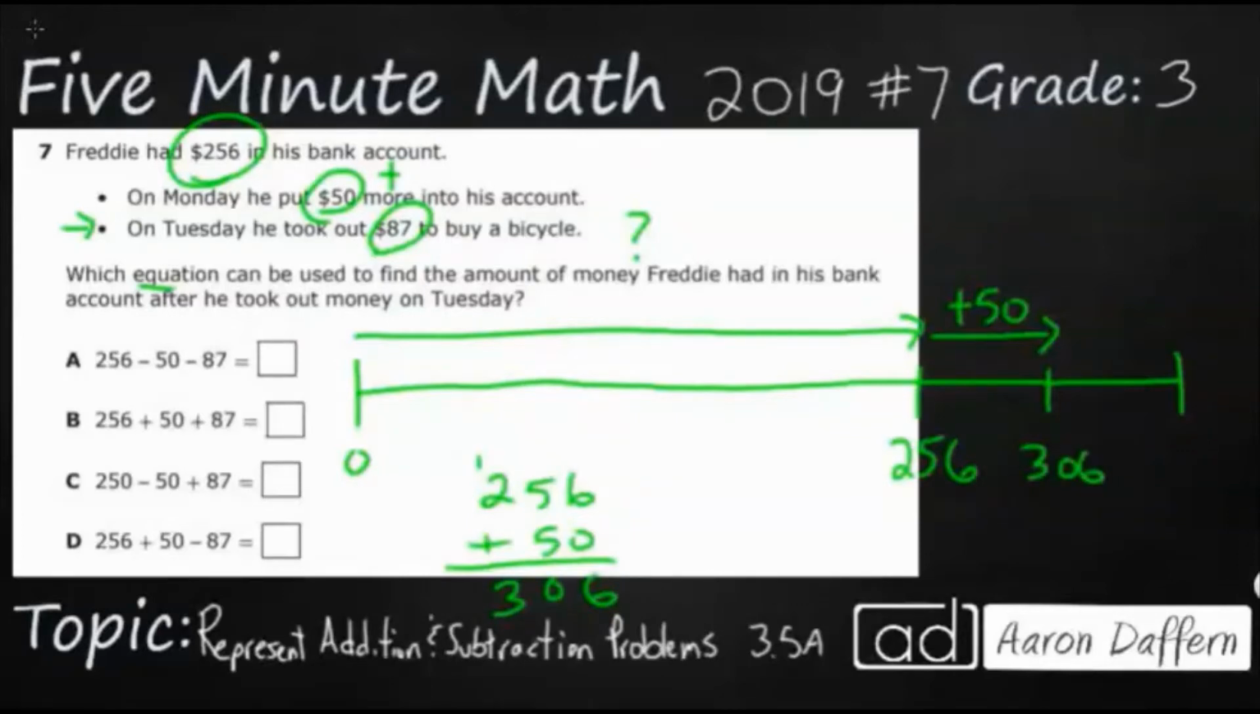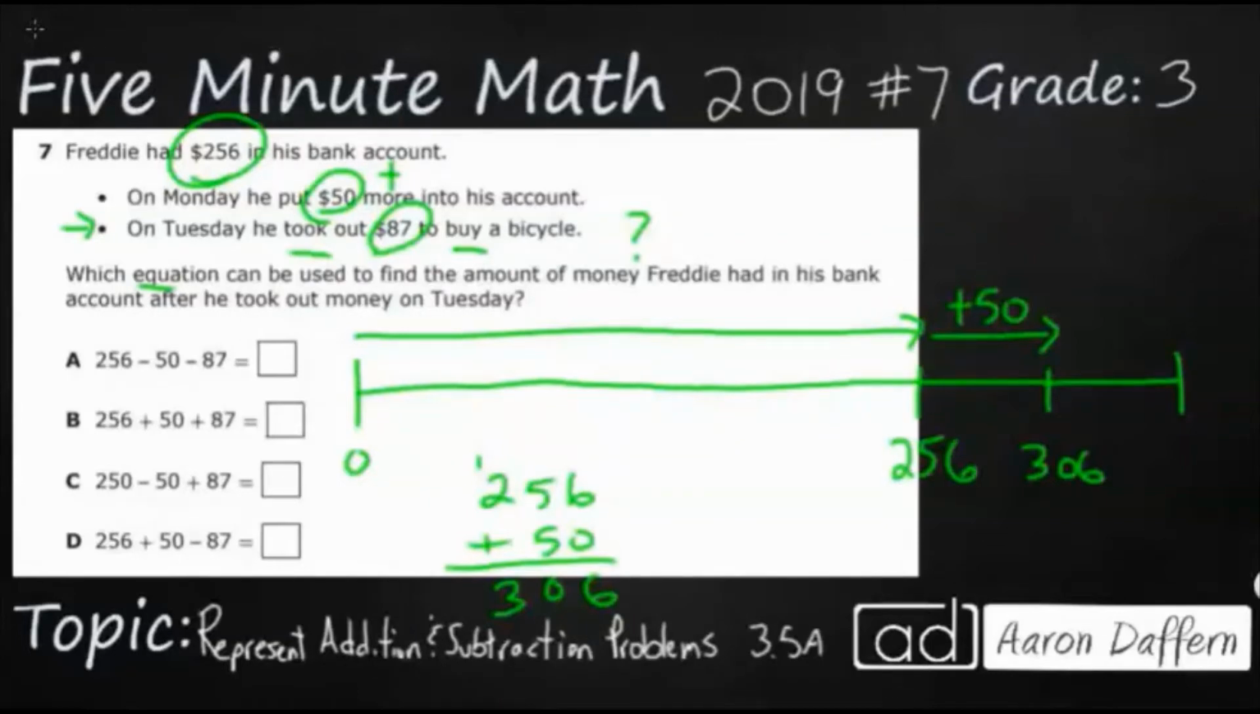But now he wants to buy a bike, which is a great use of that money, and he's going to take out $87. So we have two clues in this sentence as to whether we add or subtract. When you take something out, you're subtracting. And also when you're buying something, you're subtracting, because you have to give money to the store in order to take the bike out. And so we're going to subtract 87.